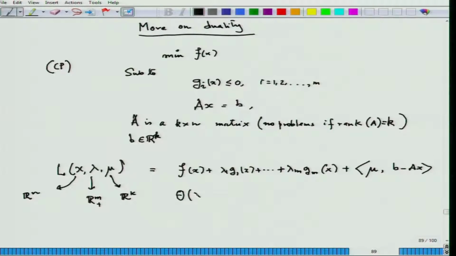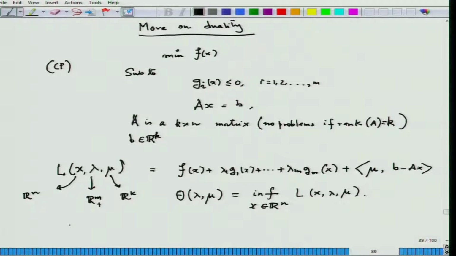theta, which would now be of two vector variables lambda and mu, which is again the same thing, infimum over all x in Rn of L(x, lambda, mu).